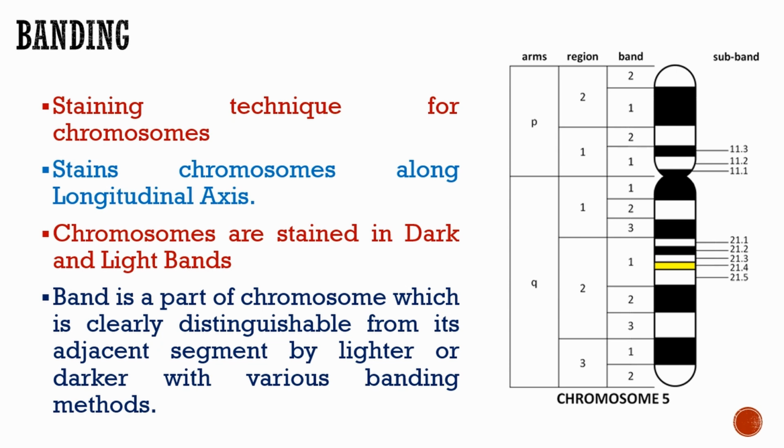Coming to banding. Banding is a staining technique for chromosomes. It stains chromosomes along the longitudinal axis. The chromosomes are stained in dark and light bands. A band is a part of a chromosome which is clearly distinguishable from its adjacent segment by being lighter or darker with various banding methods.